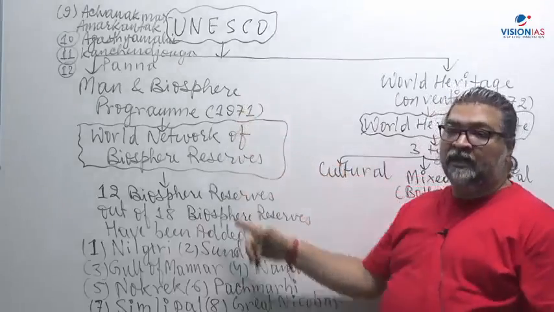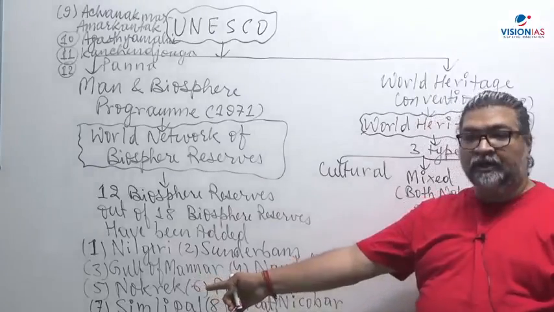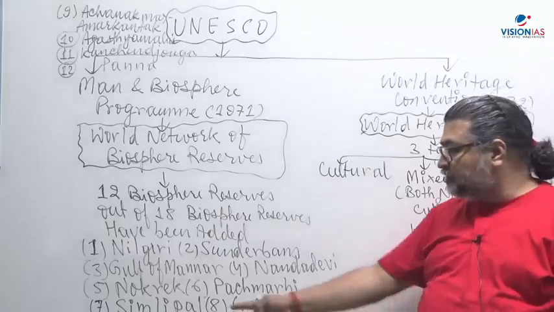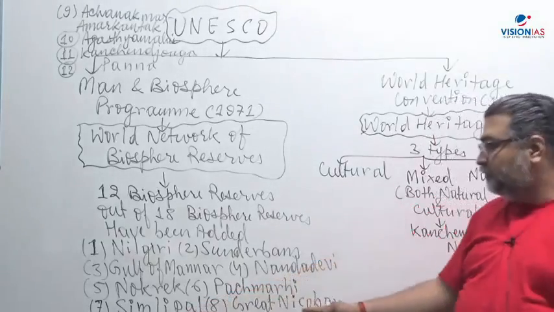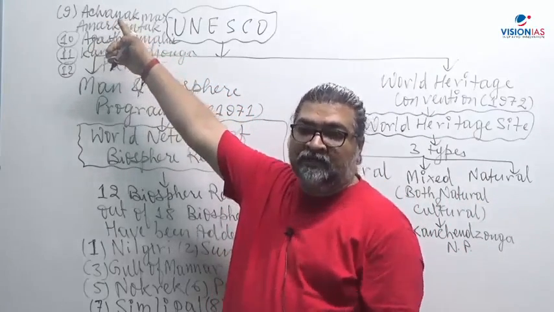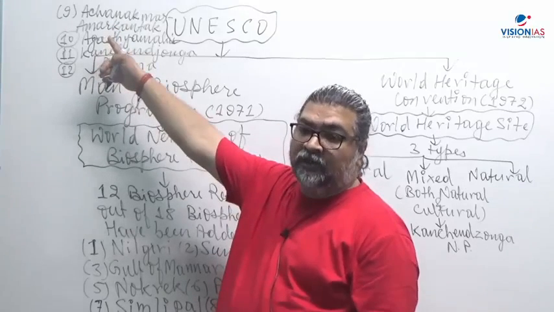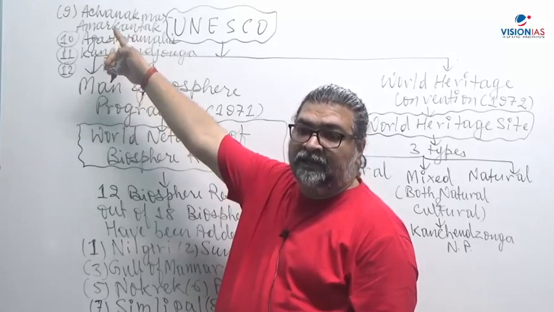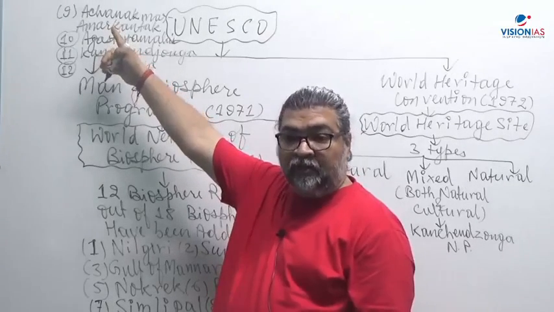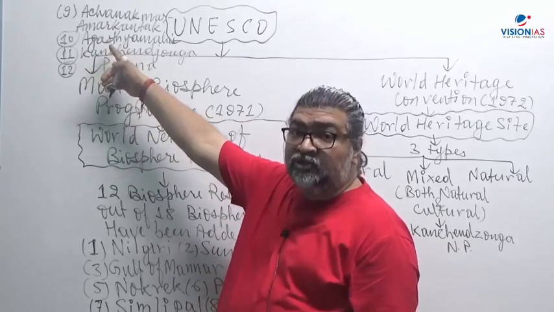Now under this Man and Biosphere program: Nilgiri, Sundarban, Gulf of Mannar, Nanda Devi, then Nokrek in West Garo Hills of Meghalaya, Panchmarhi in Betul and Hoshangabad in Madhya Pradesh, Simlipal in Mayurbhanj district of Odisha, then Great Nicobar, southernmost island of Nicobar. 9th number Achanakmar-Amarkantak, Chhattisgarh and Madhya Pradesh. Then Agastya Malai, Tamil Nadu and Kerala part. Kanyakumari, Tirunelveli in Tamil Nadu, and Kollam and Thiruvananthapuram in Kerala. Then Kanchenjunga Biosphere Reserve of Sikkim.